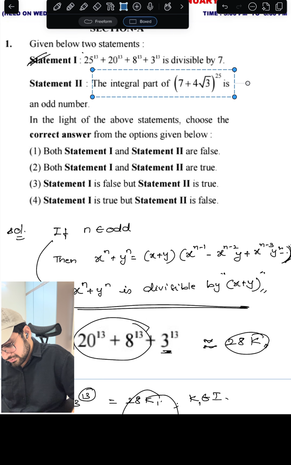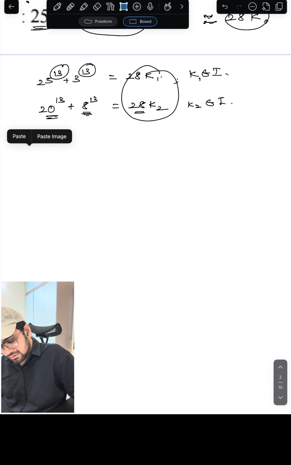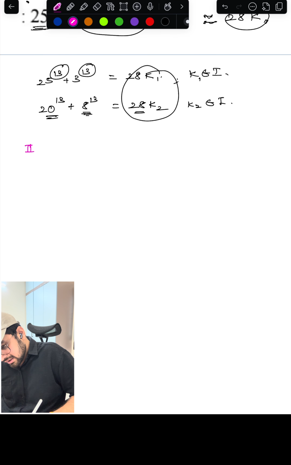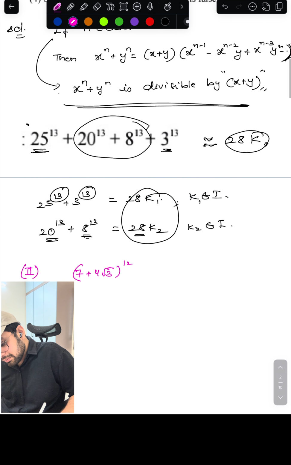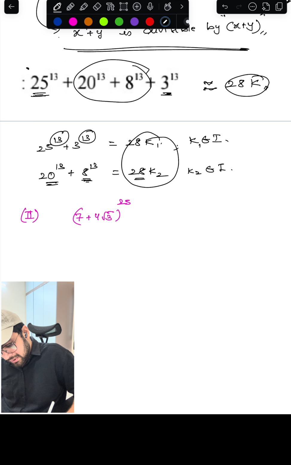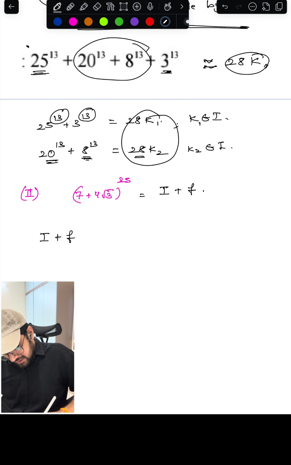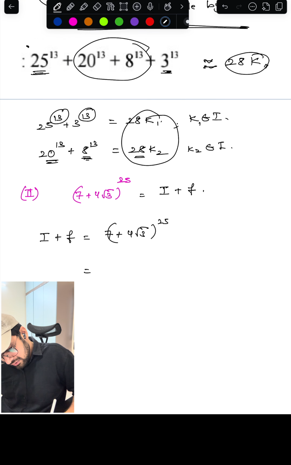Next, statement 2. The integral part of this one is an odd number, right? So now statement 2, what is given here? 7 plus 4 root 3 whole power 25. Now you need to show that the integral part of this is an odd integer, right? So what I will do is I will consider the integral part as I and the fractional part as small f, right? So here I plus f is 7 plus 4 root 3 whole power 25.